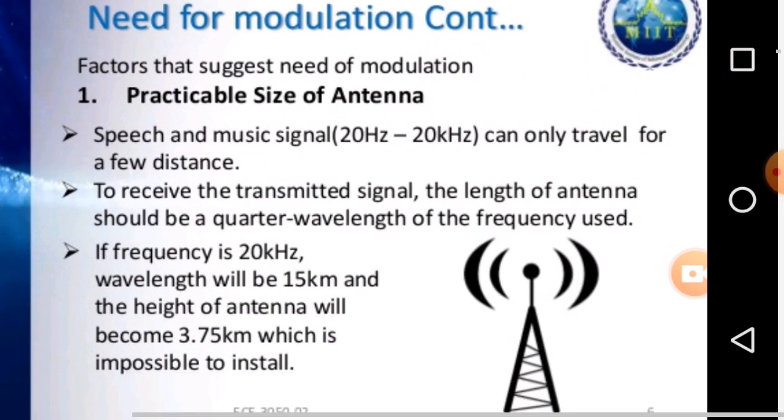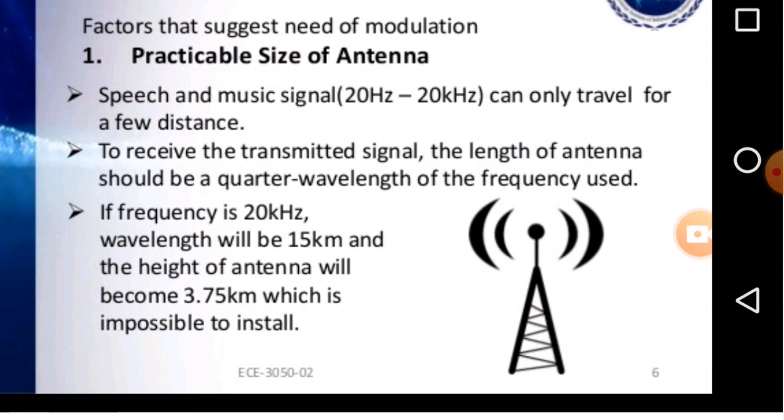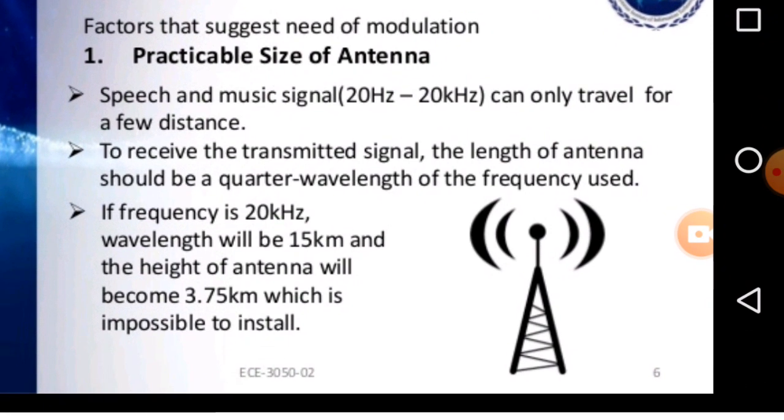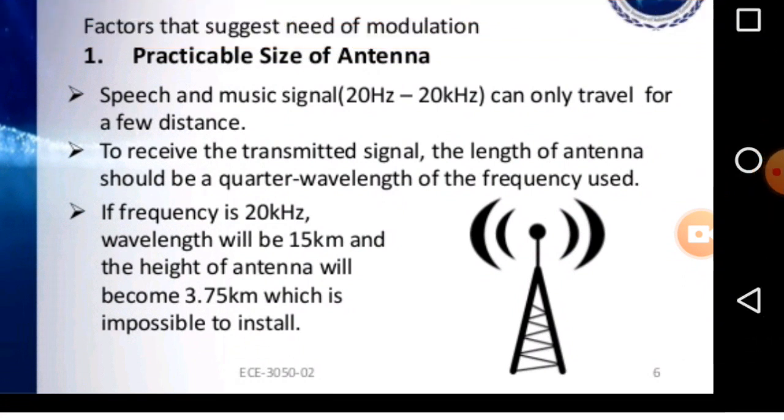The next part of the need of modulation is practicable size of antenna. Speech and music signal, that is 20 Hz to 20 kHz, can only travel a few distance. To receive the transmitted signal, the length of the antenna should be a quarter wavelength of the frequency used. If the frequency is 20 kHz, the wavelength will be 15 km and the height of the antenna will become 3.75 km, which is impossible to install.